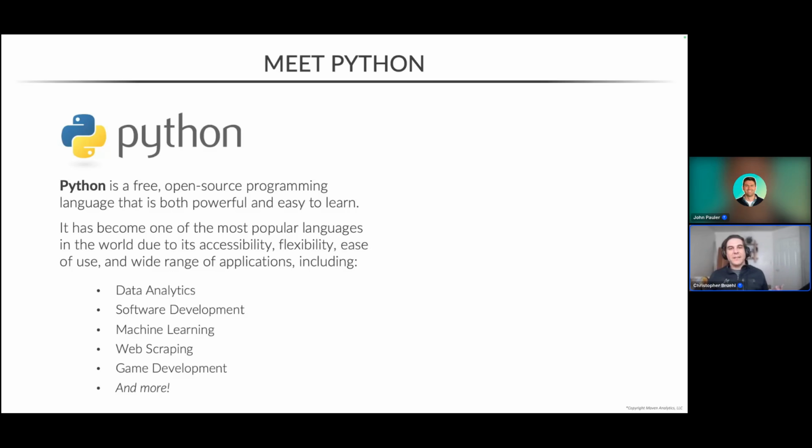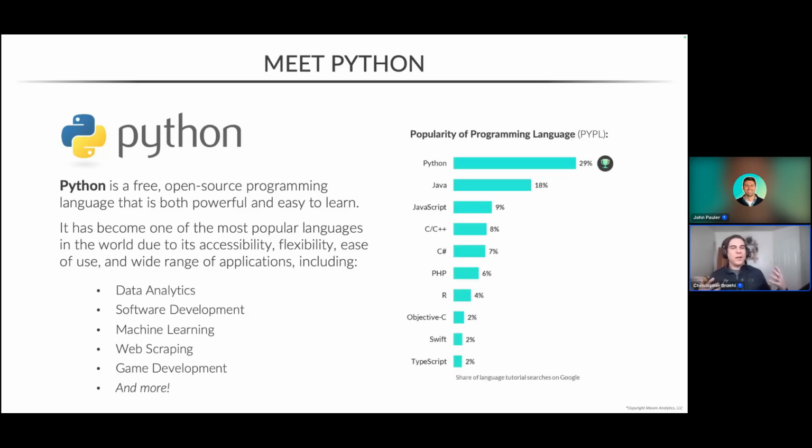And if we take a look at its popularity, it's certainly among the top 2 or 3 most popular programming languages in the world. So this chart here is a metric that ranks languages based on their search results in terms of people trying to learn Python. But if you look at other metrics like number of GitHub repos or questions asked on Stack Overflow, it's always in the top 2 or 3 programming languages.